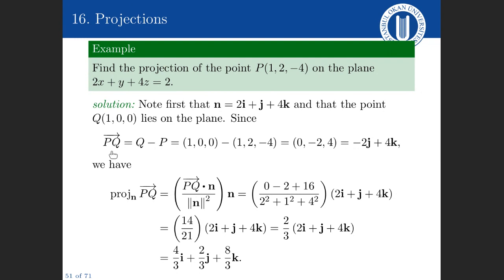The vector from P to Q we can calculate is minus 2j plus 4k. Projection of PQ onto N is the formula for projection of a vector onto a vector again. When we put the numbers in and calculate this, we get 4 over 3i plus 2 over 3j plus 8 over 3k.